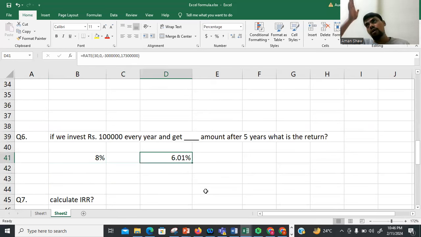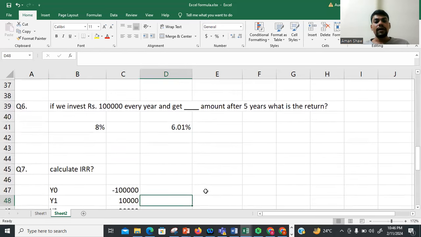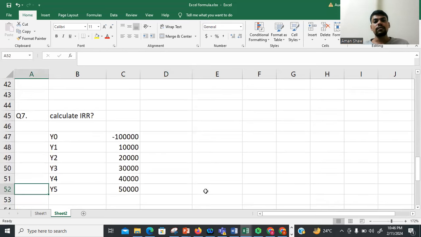You do not have to draw a cash outflow, that Y0 it was 30 lakhs and then Y30 it was this, and then calculate the IRR. You can use this formula RATE, which will be very helpful for you. Now, where do you use the formula of IRR? The formula of IRR will be used in sums like this.